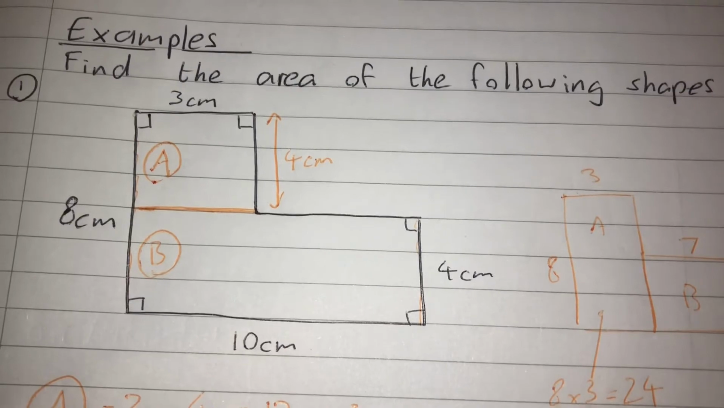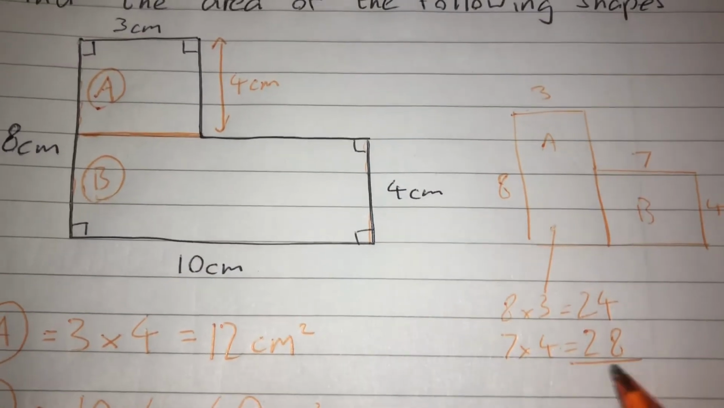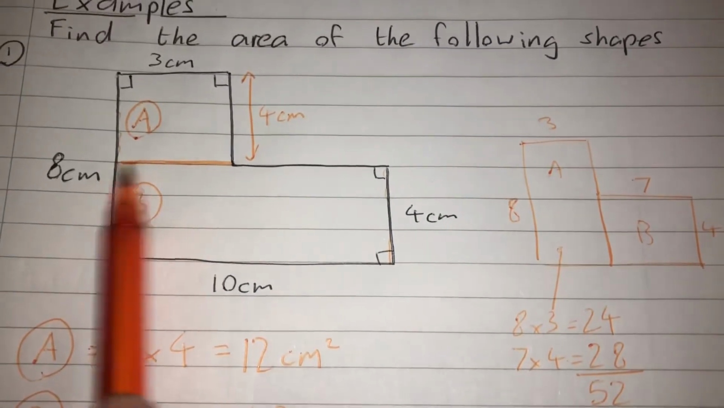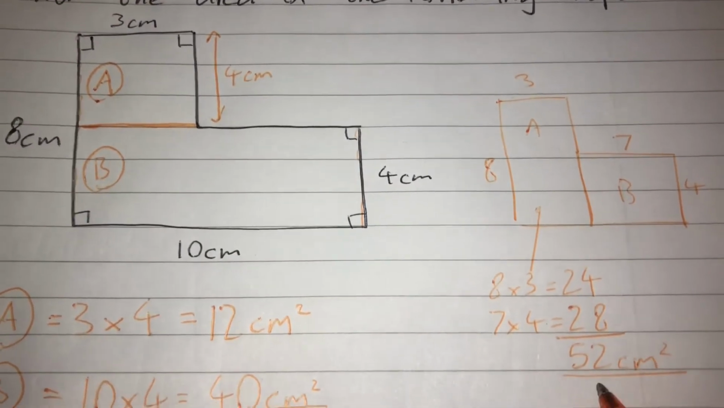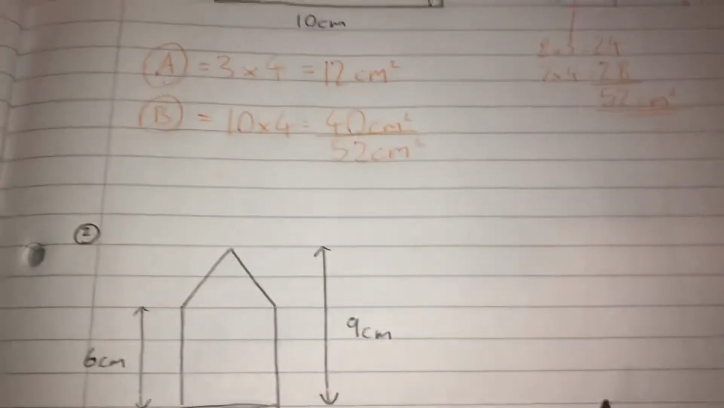7 4s for the area of B gives me 28. Add them together and I again get 52. So it doesn't matter if I was to split up across the way or in this case down the way, I'll end up with the same answer. Okay, so sometimes there's more than one way to split a compound shape. Moving on to my next example.